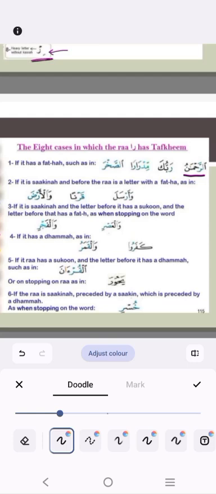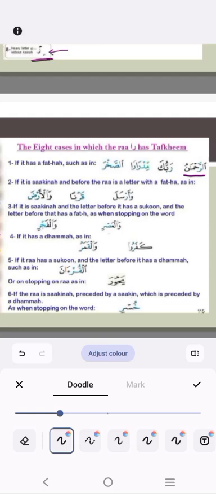And if raa is sakin and before raa sakin there is a letter having fatha: Wa arsala, arsala. We are making raa heavy. Qarnan, qarnan. Wal arda. So raa is sakin and the letter before is having fatha.